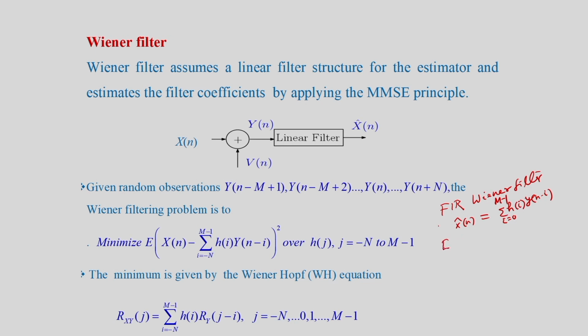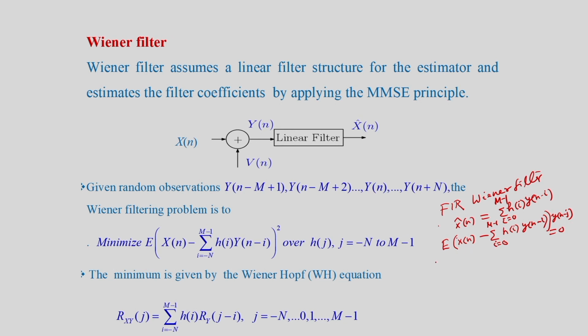What was that? E of the signal minus the filtered output, that is summation hi into yn minus i, i going from 0 to M minus 1. So, this is the error. This error is orthogonal to the data y of n minus j, so the expectation is equal to 0. This is the orthogonality condition.